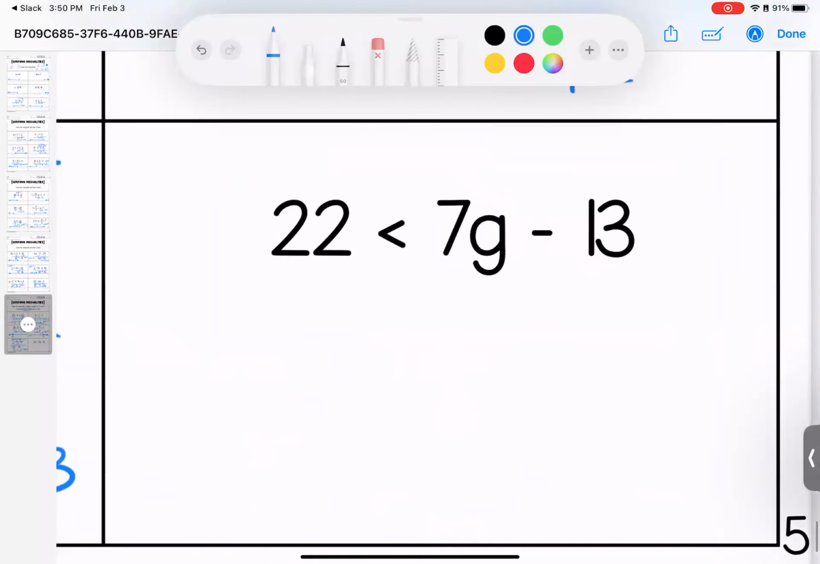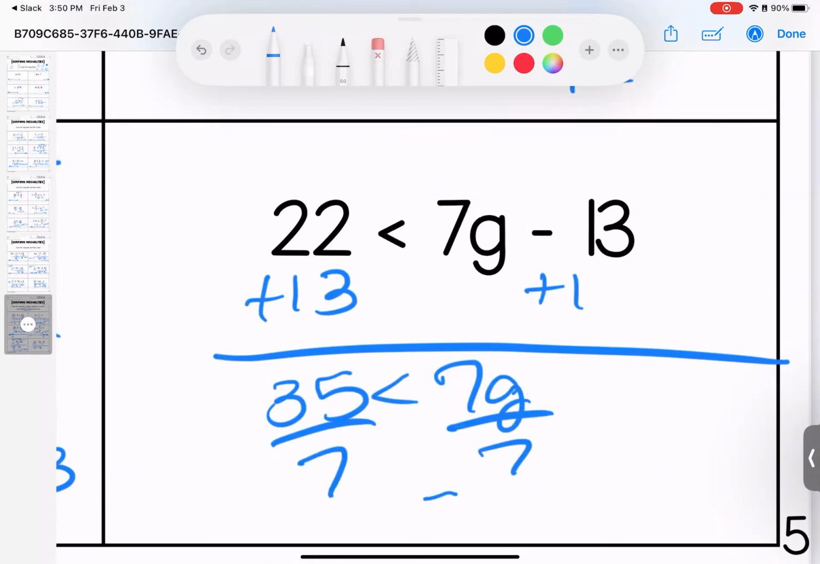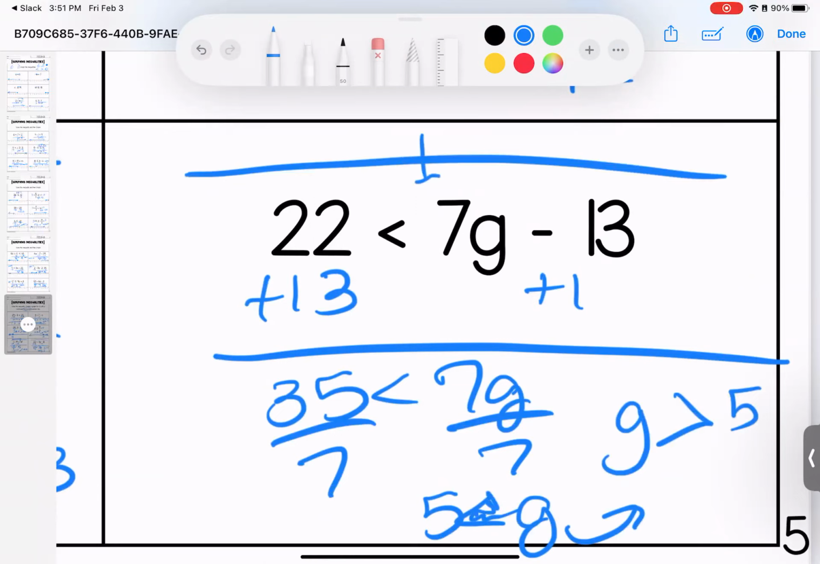Last one. Add 13 to both sides. This gives me 35 is less than 7g. Divide. 5 is less than g. Flip it. G on this side, 5 on this side. Hungry for the g. Here's my 5. Here's my circle. My arrow goes to the right.